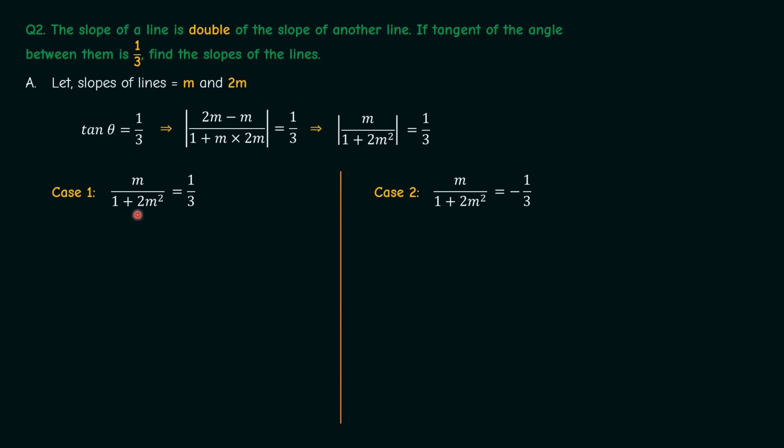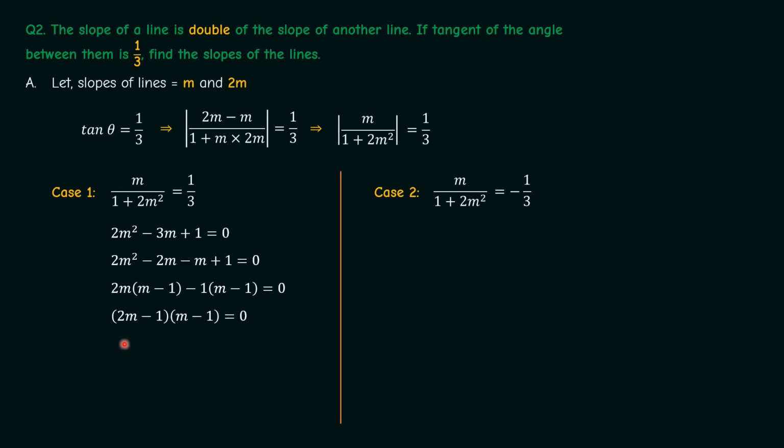By cross multiplication and bringing the terms to the same side, we get 2m square minus 3m plus 1 is equal to 0. Now we have to factorize this. 3m is nothing but 2m plus m, right? So by simplifying this, we get (2m minus 1) into (m minus 1) is equal to 0. So therefore, in the first case, m will be equal to 1 by 2, and in this case, 2m is nothing but 1. And in the other case, m will be equal to 1. So therefore, 2m is equal to 2.